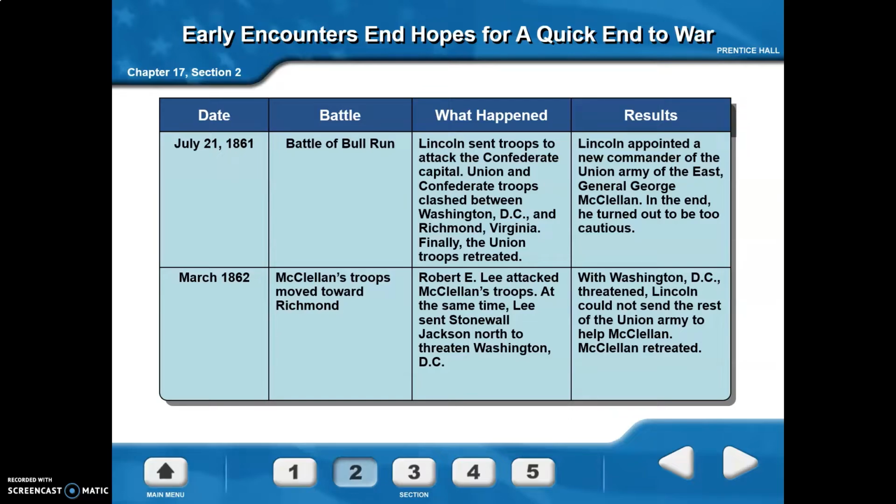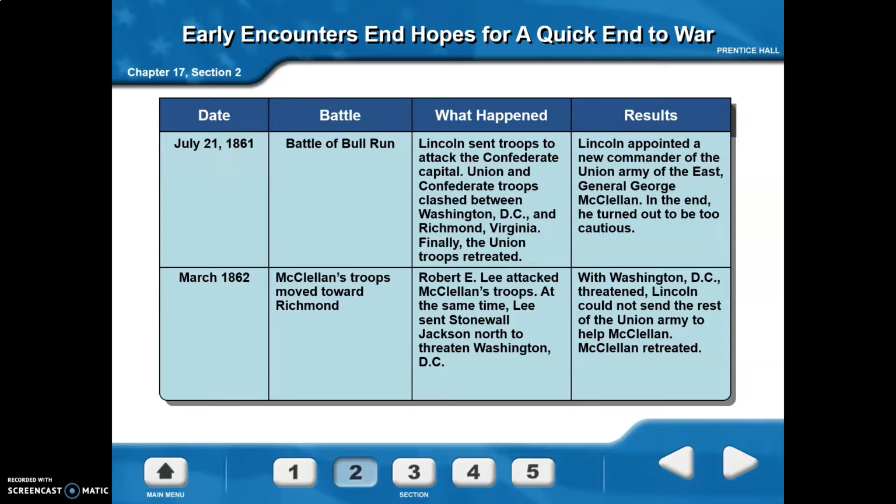The result was that Lincoln appointed a new commander of the Union Army of the East, General George McClellan. In the end, he turned out to be too cautious, and Lincoln did not like him. In March 1862, another battle happened when McClellan's troops moved towards Richmond, and Robert E. Lee, the commander of the Confederacy, attacked McClellan's troops, because McClellan was too slow and too cautious compared to Lee, who is a great commander, knows the game, and knows how to plan things out.